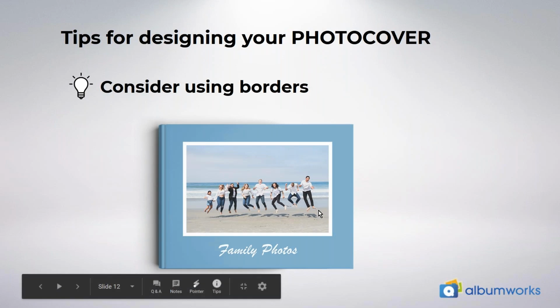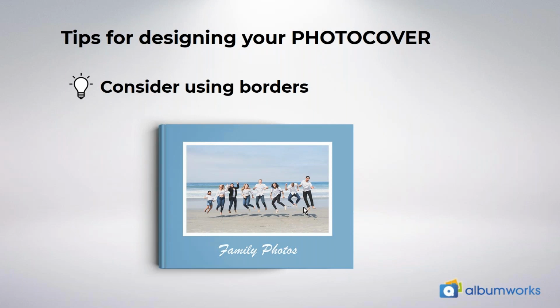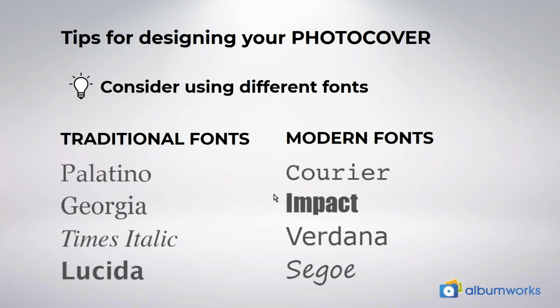Consider using borders. This can add a nice touch to your feature photo. And a border is a simple and easy design element that you can carry through throughout the book. Consider using a unique, catchy font. So while the default Arial font can be a sensible choice, don't be shy to choose something a bit more memorable. We've got a couple of suggestions on this slide that are some great choices for a cover title. Remember, if you are using the download editor, you can use any font that is installed on your computer.